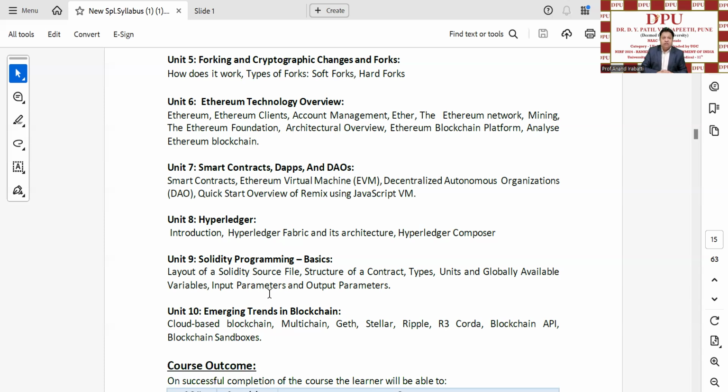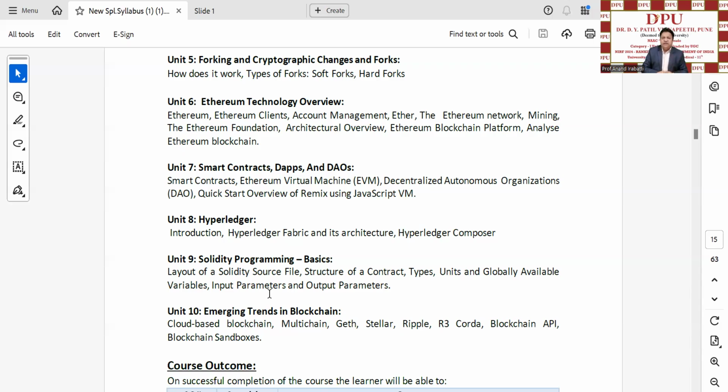It's the layout of the Solidity source file. What are the different components of a Solidity source file? What is the structure of a contract? What are the different elements of a contract? When you're writing a contract, what elements are compulsory and what elements are optional, that we're going to understand.